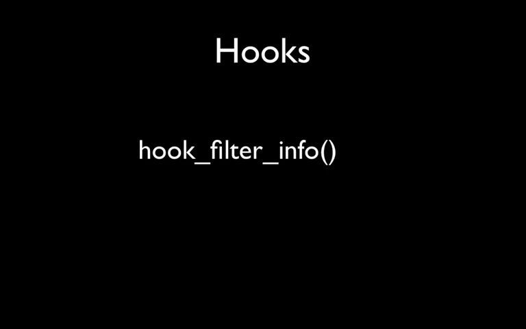So Drupal has a hook for filters. Hook filter info is the hook that you want to implement in your module if you're going to write a filter. And this hook describes to Drupal a lot of things about, basically everything about your filter. What its name is, description, whether it's cacheable or not, what process it's going to run.